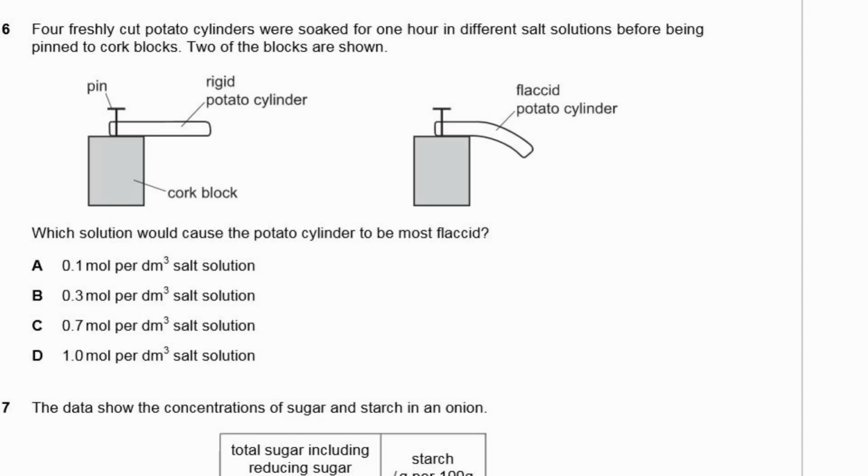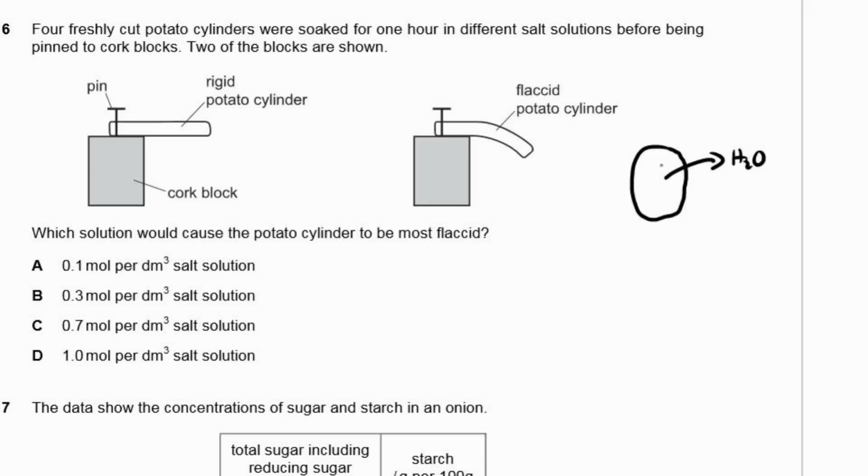Question 6. 4 freshly cut potato cylinders were soaked for 1 hour in different salt solutions before being pinned to cork blocks, and 2 of the blocks are shown. So we have a block, we have a pin holding up a rigid potato cylinder, and then some of the potato cylinders are going to be flaccid. Which solution would cause a potato cylinder to be the most flaccid? Flaccid means floppy. Okay, so the reason it becomes floppy is because it's lost the turgor pressure, it's lost the water. The water has gone out of the cell. We have the cells, the water has gone out.